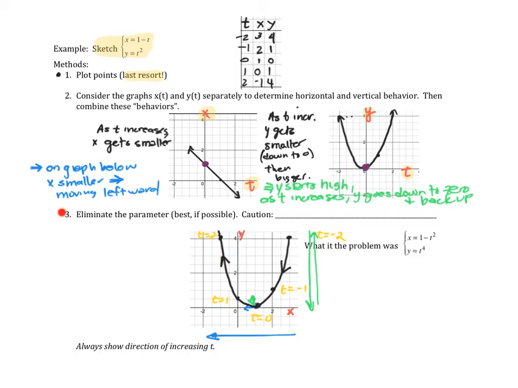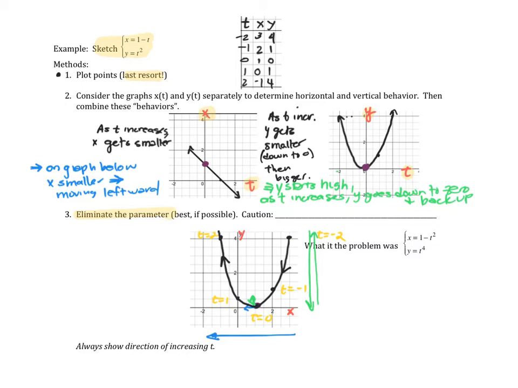All right, the third method that we can use, what do we got so far? Plotting points, that's our last resort. Looking at x and y separately as a function of t, and then combining that information. The third method, when it works, is the most efficient. Right? So the third method is what we call eliminate the parameter. And the parameter here, in this case, is t.